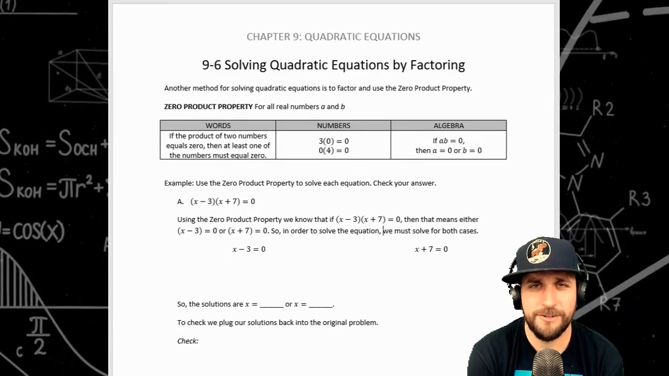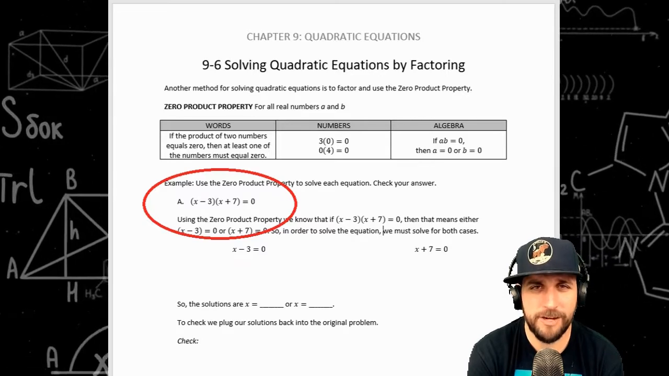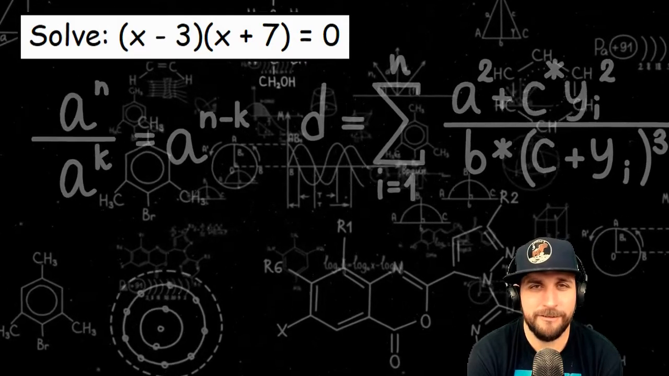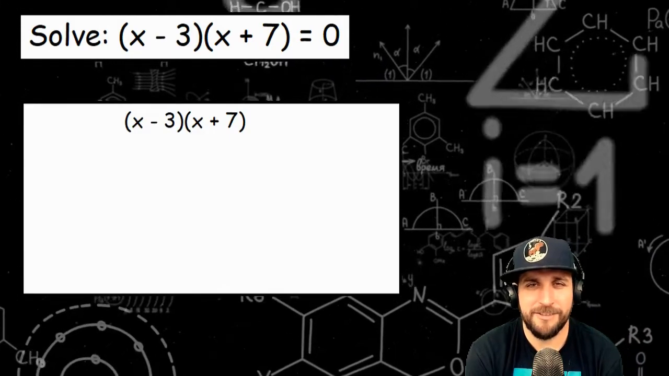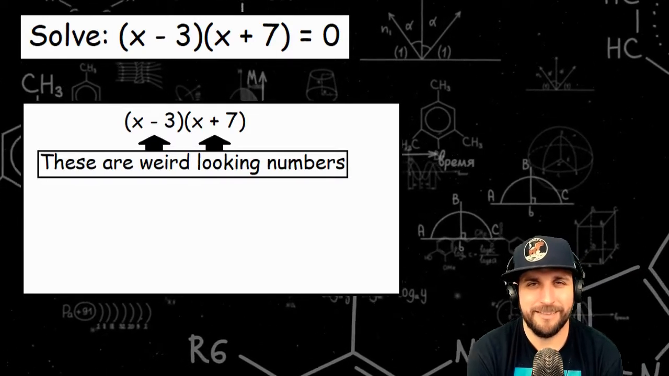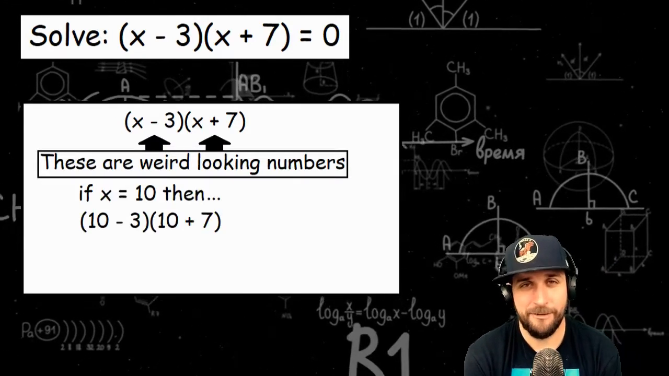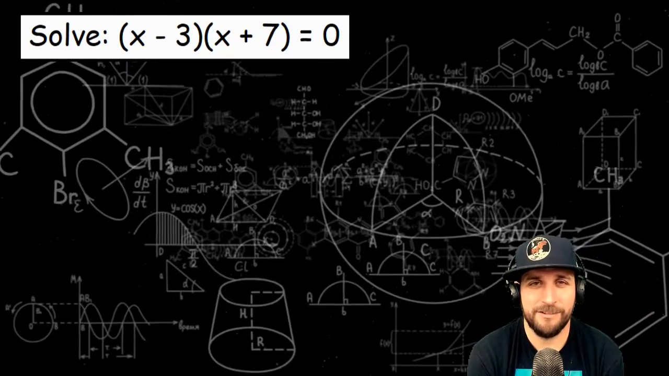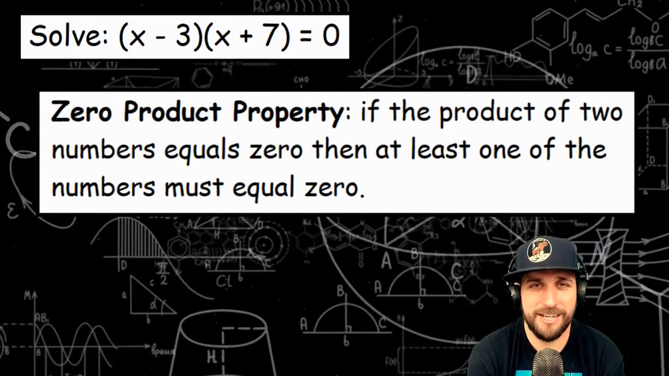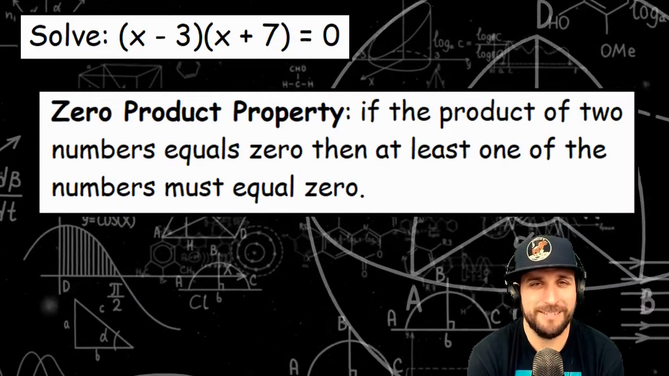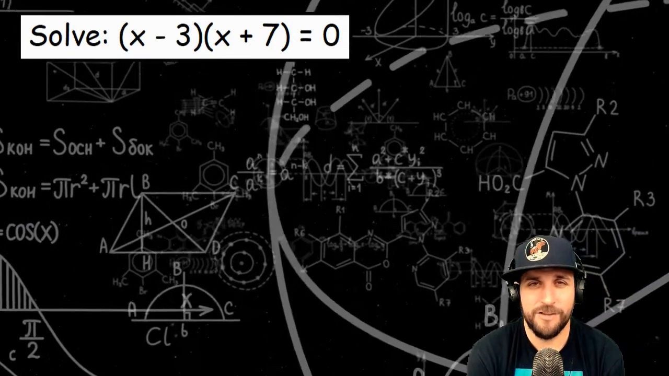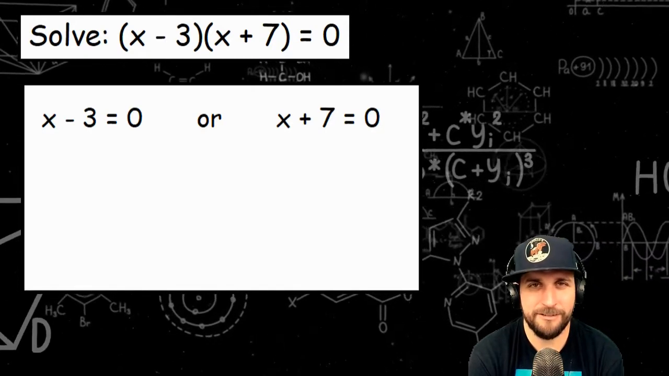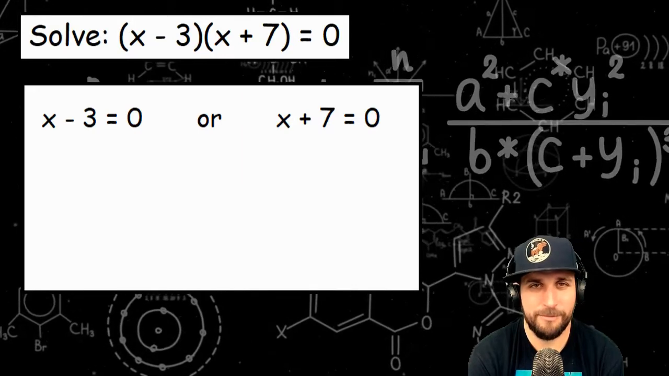On our notes, our first example asks us to use the zero product property to solve. The problem says x minus 3 times x plus 7 equals 0. X minus 3 and x plus 7, those are both numbers. They look weird, but they're still numbers. If I told you x was 10, that would just turn into 7 times 17, one number times another number. And the zero product property says that if I'm multiplying 2 numbers together and get out a 0, one of them must equal 0. So to solve this problem, either x minus 3 equals 0 or x plus 7 equals 0. That's the only way for this problem to work.